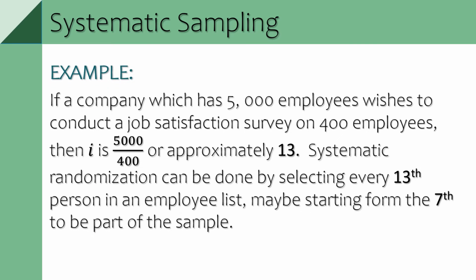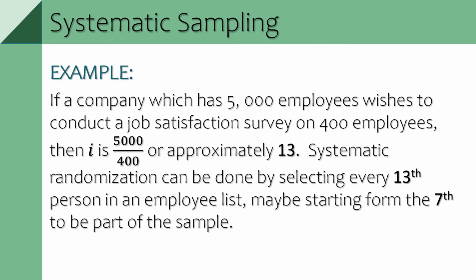If a company has 50,000 employees and wishes to conduct a job satisfaction survey of 400 employees, then i is equal to 50,000 over 400. The 50,000 is the total population size, and the 400 is the sample size. So i is approximately equal to 125. Systematic sampling can be done by selecting every 125th person in an employment list, maybe starting from 7 to be part of the sample.